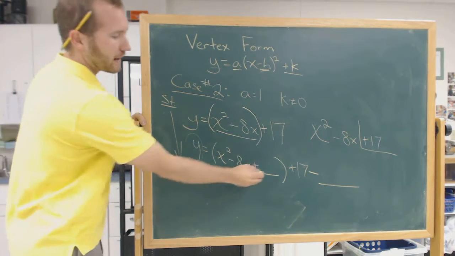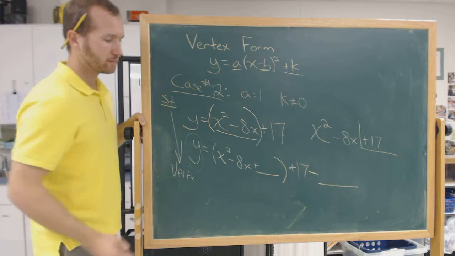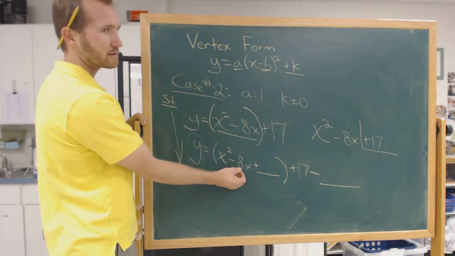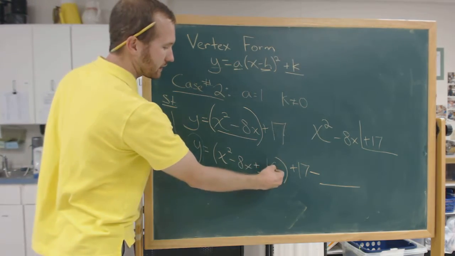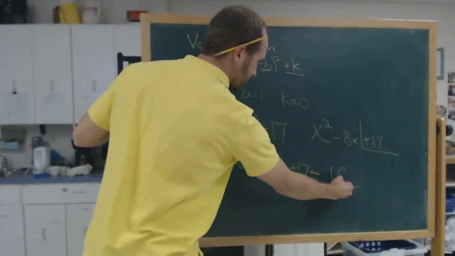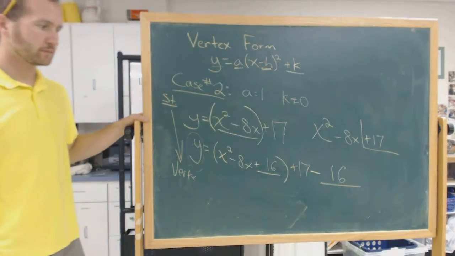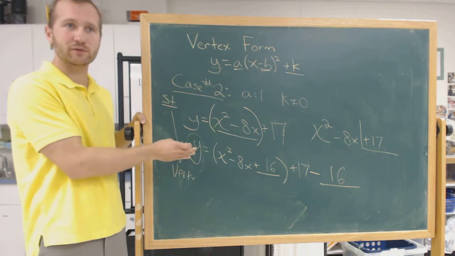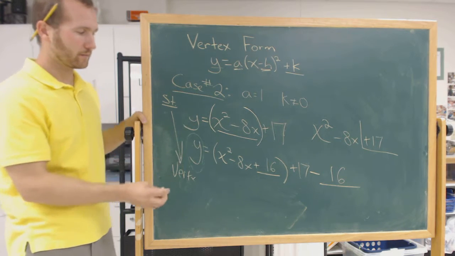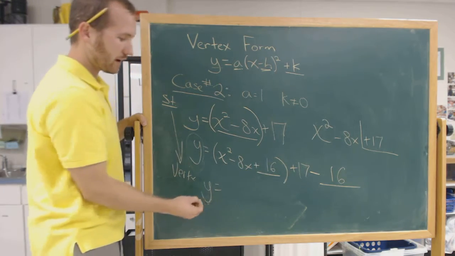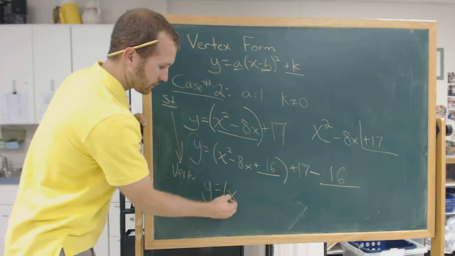Okay. So what do I add here to complete the square? Half of negative 8 is negative 4, squared is 16. And then I have to subtract 16 here. So this setup step is really key. Now I can factor my perfect square: y equals x plus 4 squared plus 1.